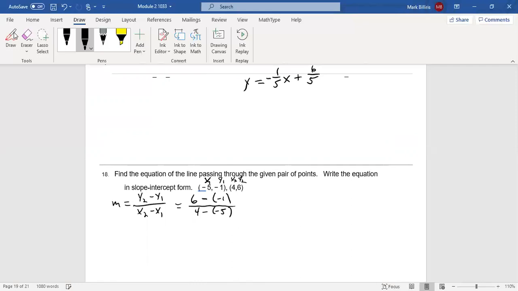So in the numerator, we have a double negative. So 6 plus 1 is 7. And in the denominator, we have a double negative. 4 plus 5 is 9. So our slope is going to be 7/9.